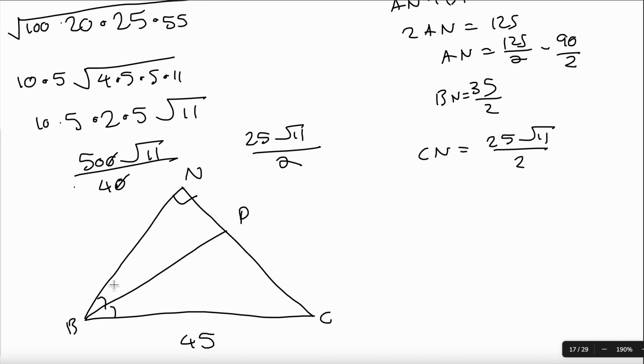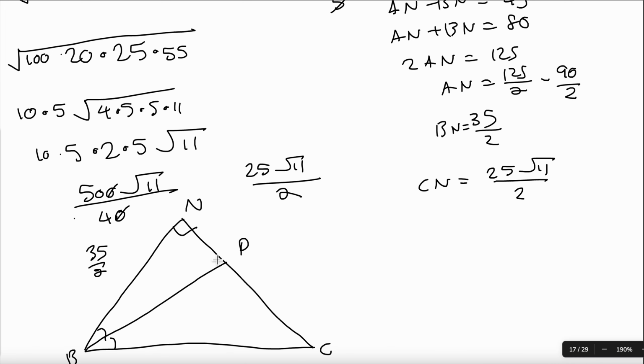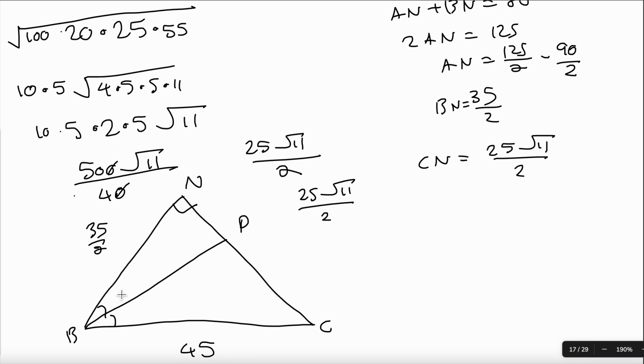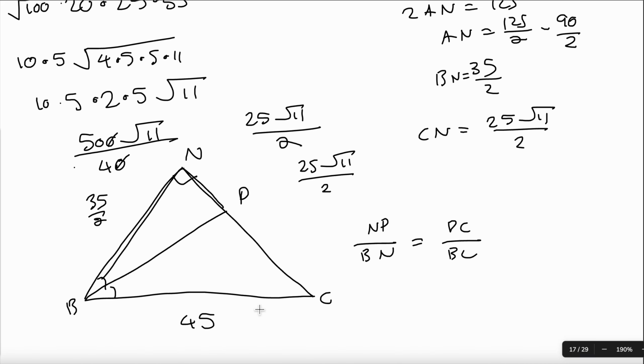These are both equivalent. We know what BN is, 35 over 2. And we know CN, this entire thing, is 25 square root of 11 over 2. And the reason we even had to find BN in the first place is so we can use the Pythagorean theorem, and so we can use the angle bisector theorem. The angle bisector theorem basically says that NP over BN is equal to PC over BC, so that these ratios are the same.